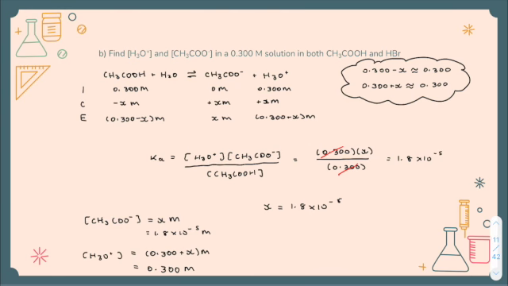Comparing the acetate ion concentrations from parts A and B, you can see that the concentration gets significantly lower with the addition of HBr, which means it suppresses the ionization of acetic acid.